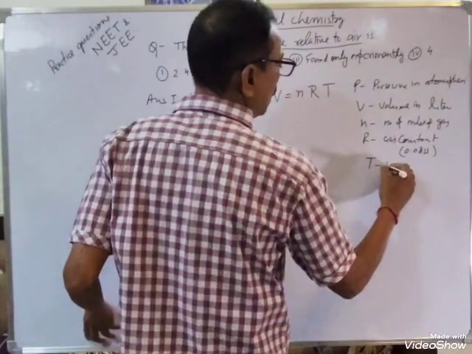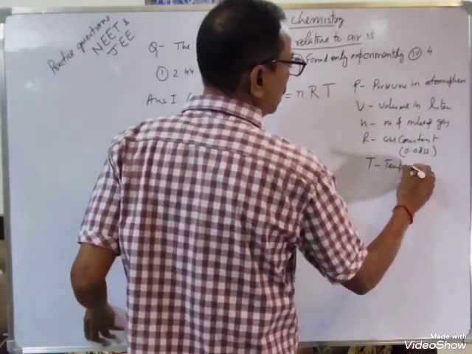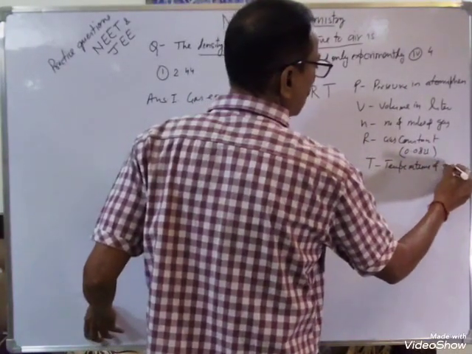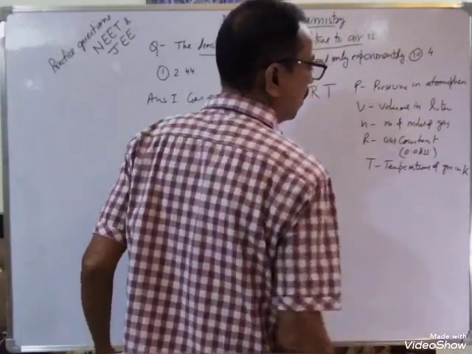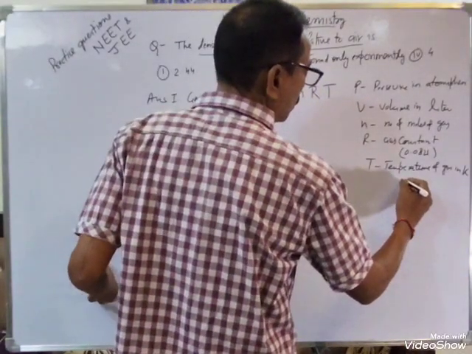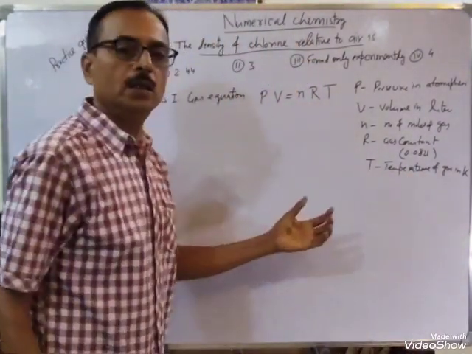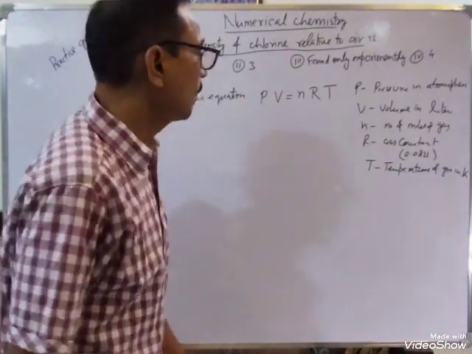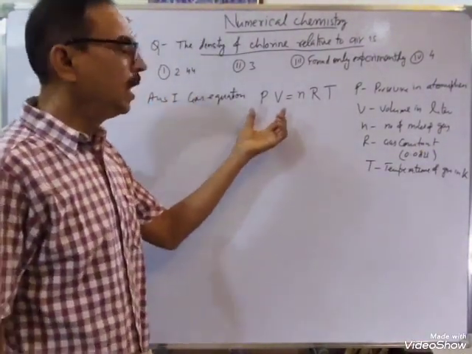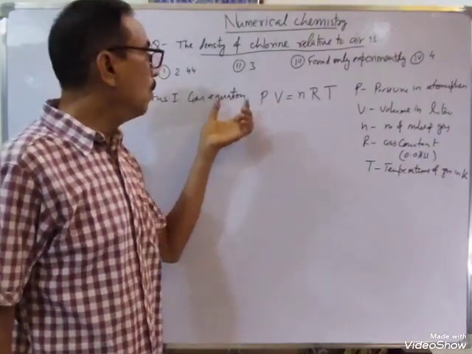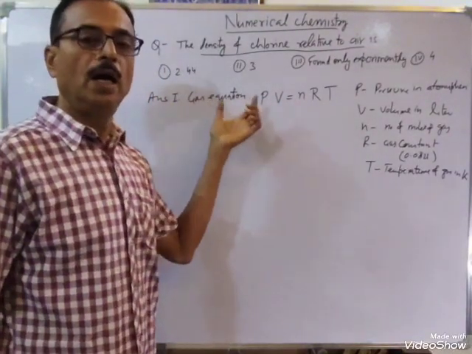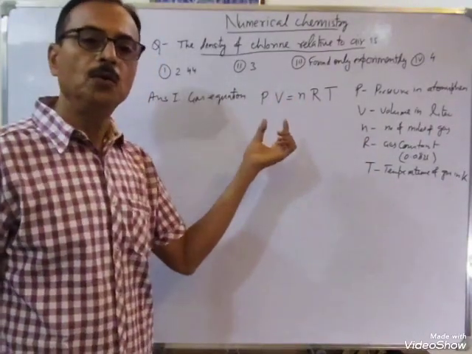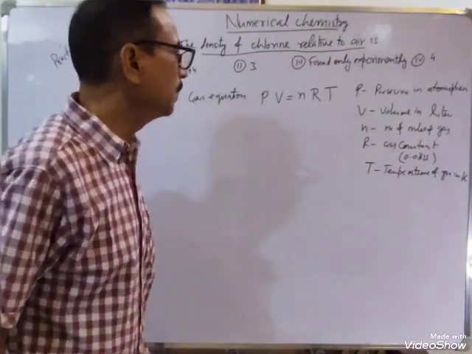And T, temperature of the gas, in K. If given in centigrade, you may convert it to K. I will tell you in the next chapter about all the ideal gas equations and how the problems come, but here we give you some brief description.